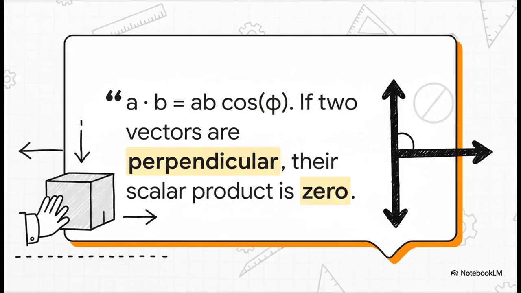Think about it like this. If you're pushing a heavy box across the floor, the dot product tells you how much of your pushing force is actually helping to move the box forward. If you push straight down on the box, how much is it moving forward? 0. Your force and the motion are perpendicular, so the dot product is 0.